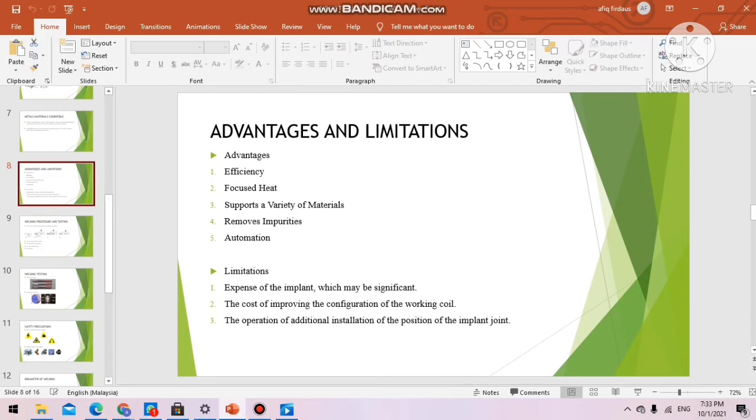The third one is that induction welding can support a variety of materials, from iron and steel to plastic and composite. This modern welding process can be used to weld both ferrous and non-ferrous materials together. If the material is non-magnetic, such as plastic, it is typically implanted with ferrous compound, thereby allowing the material to absorb the electromagnetic energy produced by the induction welding apparatus. It can be welded using an induction welding apparatus as long as the material contains ferrous compound.